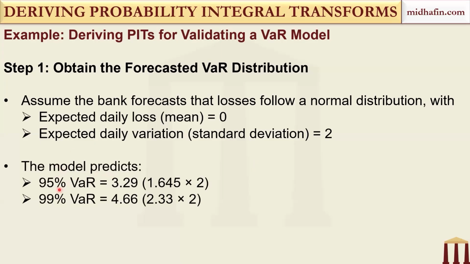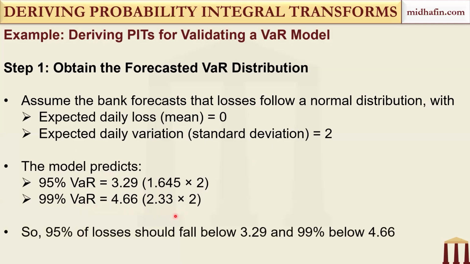The model will clearly predict 95% VaR equal to 3.29, because it's 1.645 times 2, and 99% VaR is equal to 4.66 because it is 2.33 times 2. So this means that the model expects 95% of daily losses to be below 3.29 and 99% of the losses to be below 4.66. Okay.